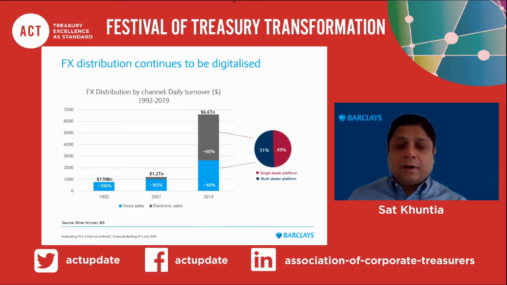And then around 2001, which is the time of the dot-com era, you started seeing gradual penetration of electronic channels. That's when the electronic platforms started getting launched by the global banks, by the FX brokers, and so on and so forth. But still, it was predominantly a voice business. 85% was still voice business. A very small percentage was electronic. And then fast forward to 2019, and what you find is 60% of the FX distribution is now going via the electronic channels, and only 40% is via the voice channels.